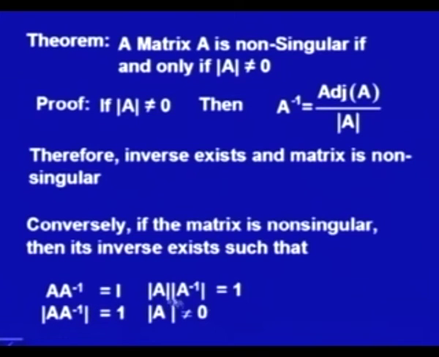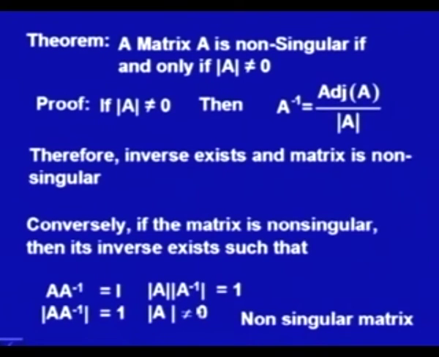So, we apply the product rule: determinant A times determinant A inverse comes out to be 1, and this simply means the determinant of the product of two matrices is the product of their determinants, and its result is 1. So, determinant A cannot be 0. That simply means that for a non-singular matrix, determinant A is not 0.